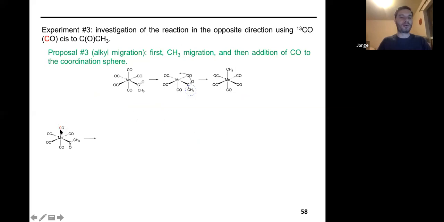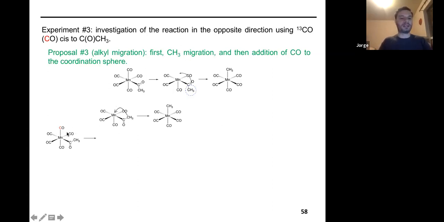The labeled carbon monoxide ligand or carbonyl ligand is at the top position. The first step is loss of the carbonyl ligand. So first possibility is to lose the top ligand. Migration of the CH3 to the vacant site will result in the hexacoordinate complex. And in this case, there is no carbon-13 or labeled carbon in the structure.